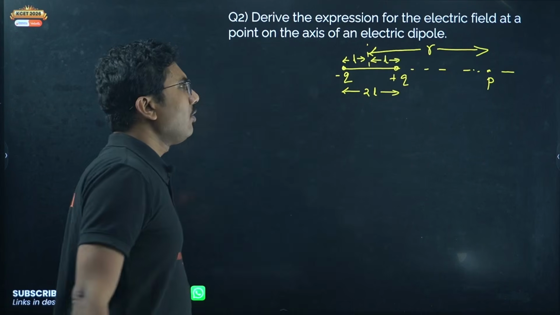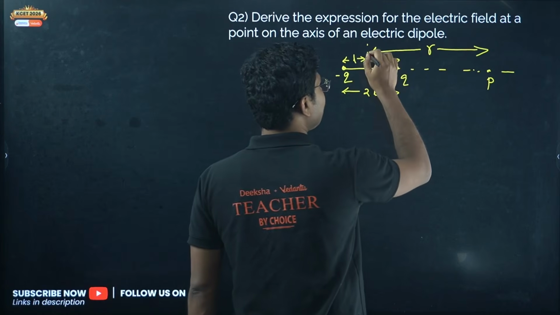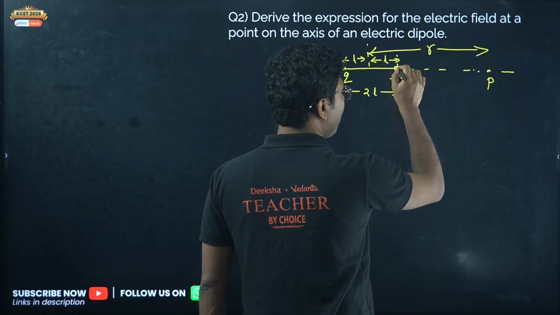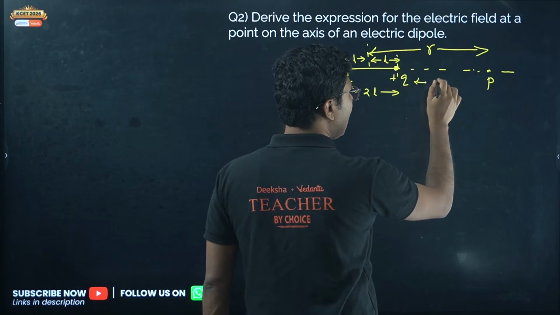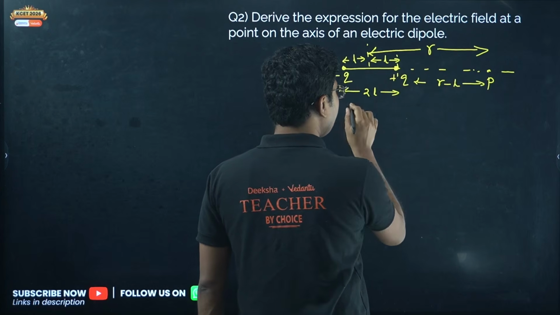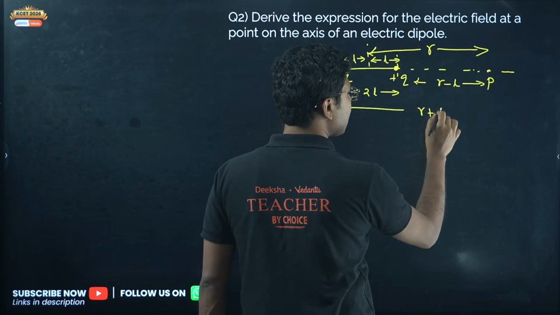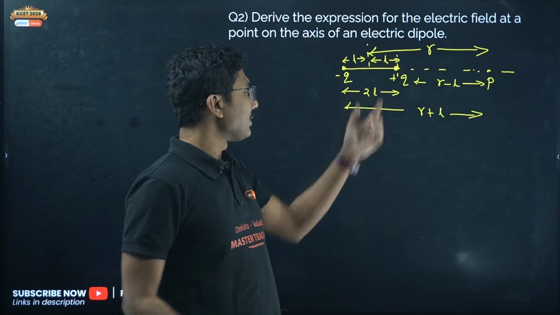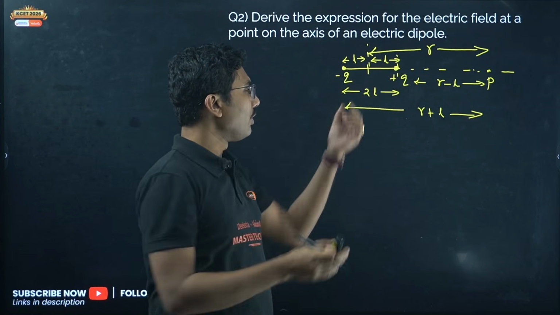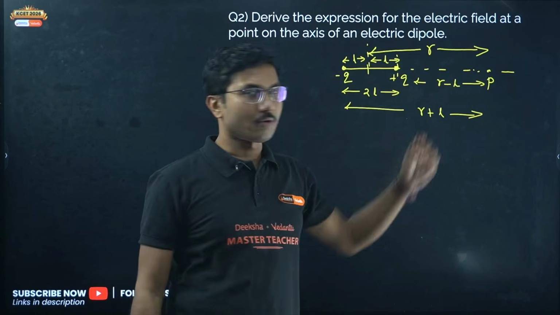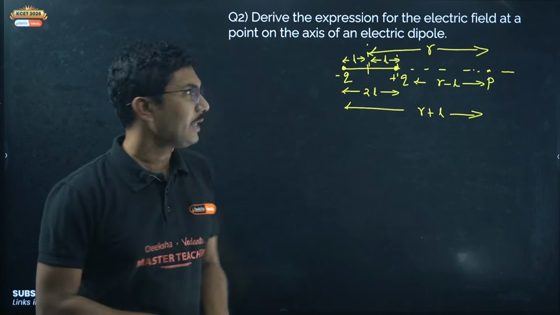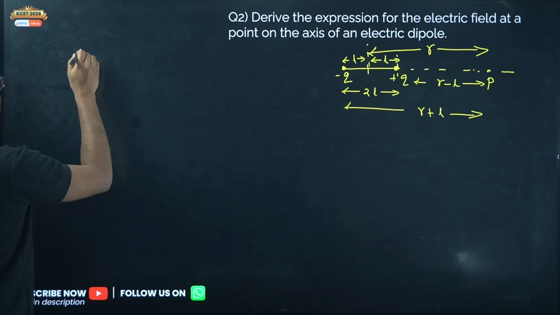Now if this distance is L, and from the center the distance is R, then from the positive charge the distance will be R minus L, and from the negative charge the distance will be R plus L, right? The same distance we are measuring from the center. So if you minus L, you get the distance from the positive. If you plus L, you get the distance from the negative. Now what is the electric field due to the positive charge?